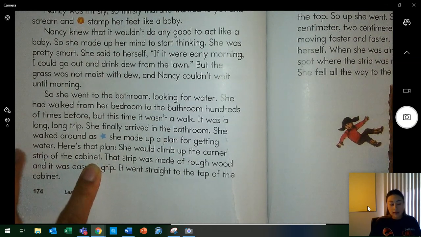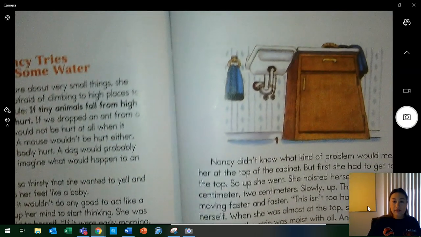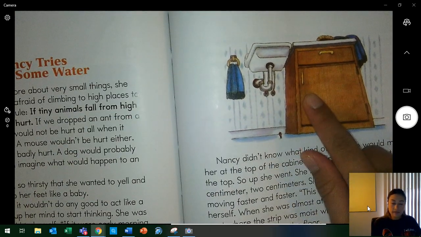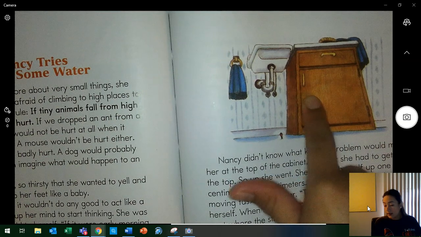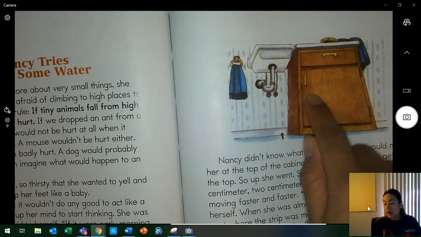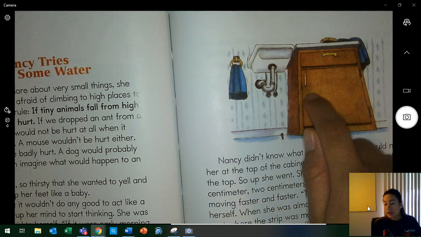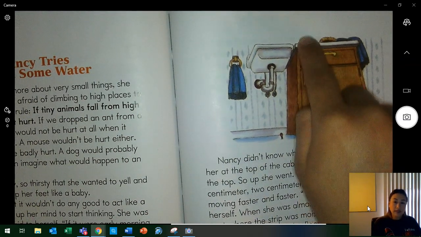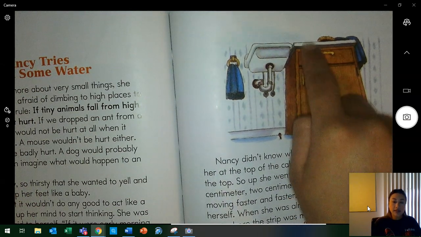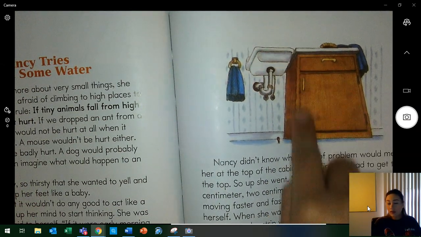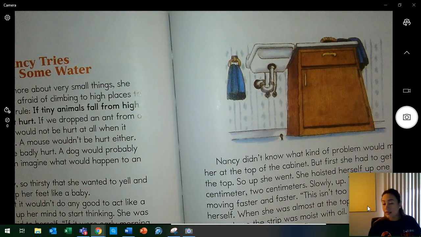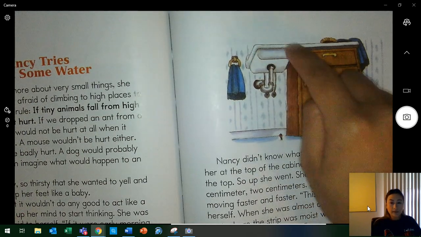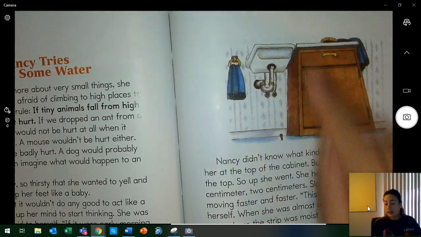Everybody touch the cabinet in the picture. The cabinet is on the next page. Everybody touch it. Get ready. All right. Now listen. Run your finger up and down the corner strip she would climb. Get ready. You see my finger running up and down? That's how she's going to climb up there. That's her plan. Okay. Now, what's next to the top of the cabinet? Get ready. Right, the sink.